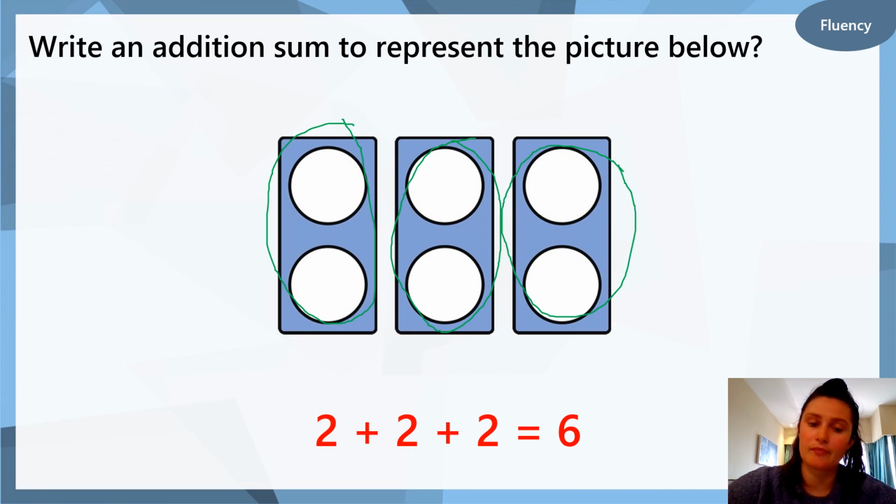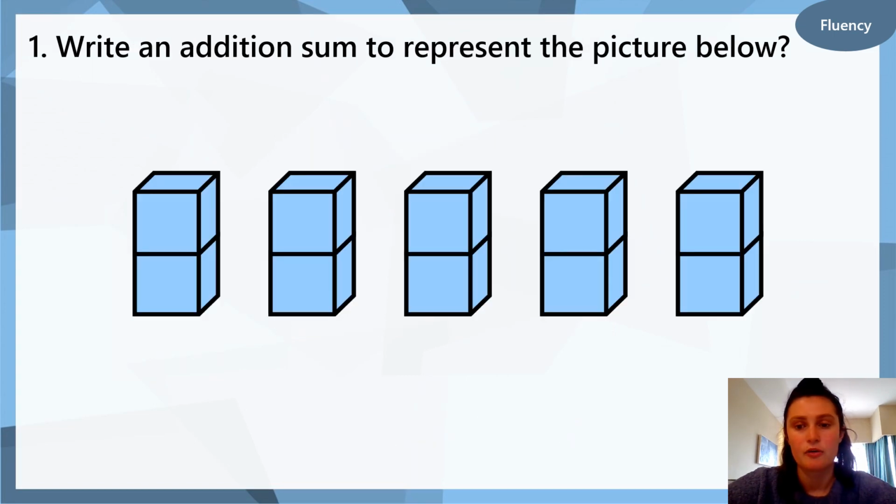So, I want you to get your pencil and your paper, and we're going to start doing these by ourselves. Are you ready? You can do it. Let's go. Question 1. Write an addition sum to represent the picture below. So we have groups of 2. So it's going to be 2 plus 2 plus 2 plus 2 plus 2.